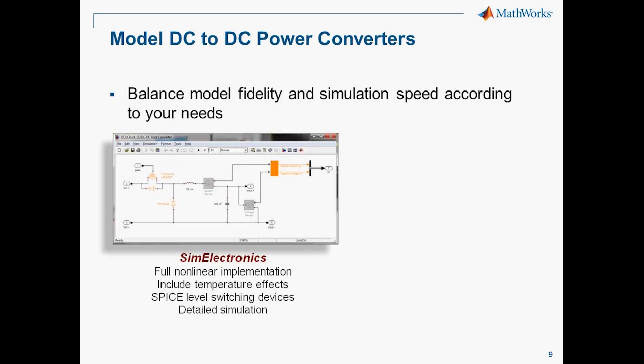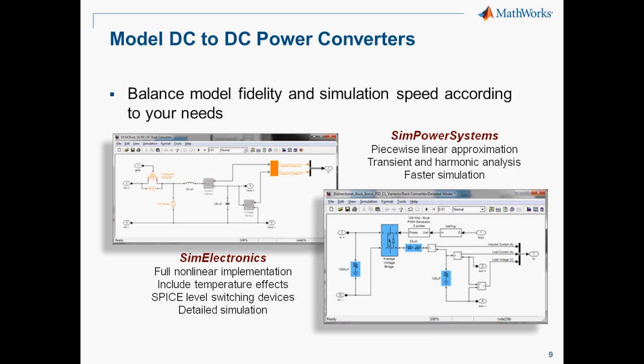Now here, there's a very important distinction. Because we have two modeling tools, SimElectronics and SimPowerSystems, you have to figure out what it is that you want to do. SimElectronics has very detailed, what we consider SPICE-level models of power electronic components. It includes temperature effects, all the micro-level nonlinearities, all the switching nonlinearities of the transistors. Full detailed simulation using SimElectronics.